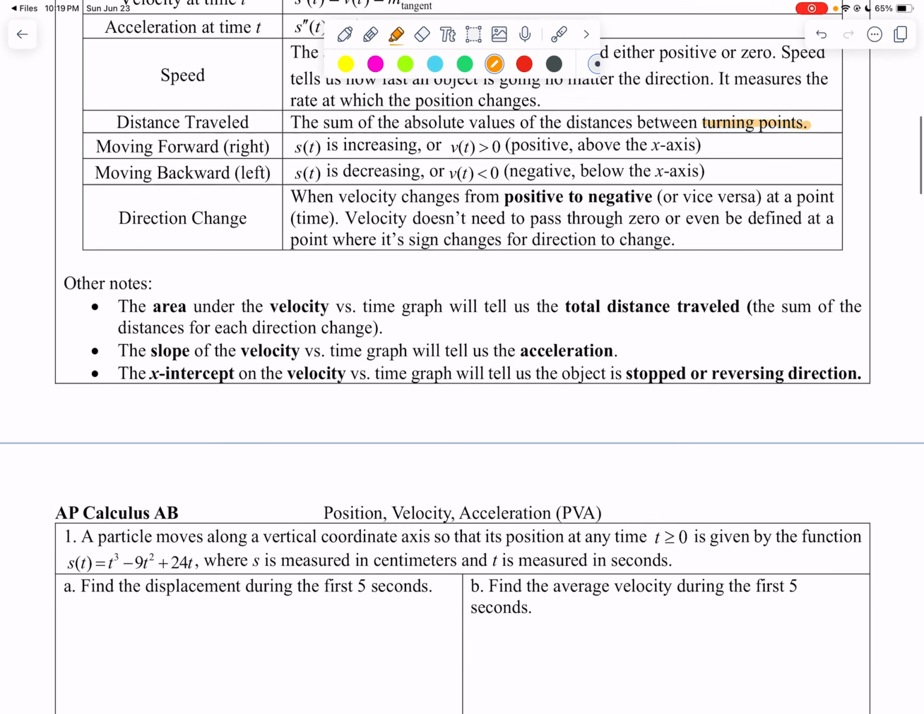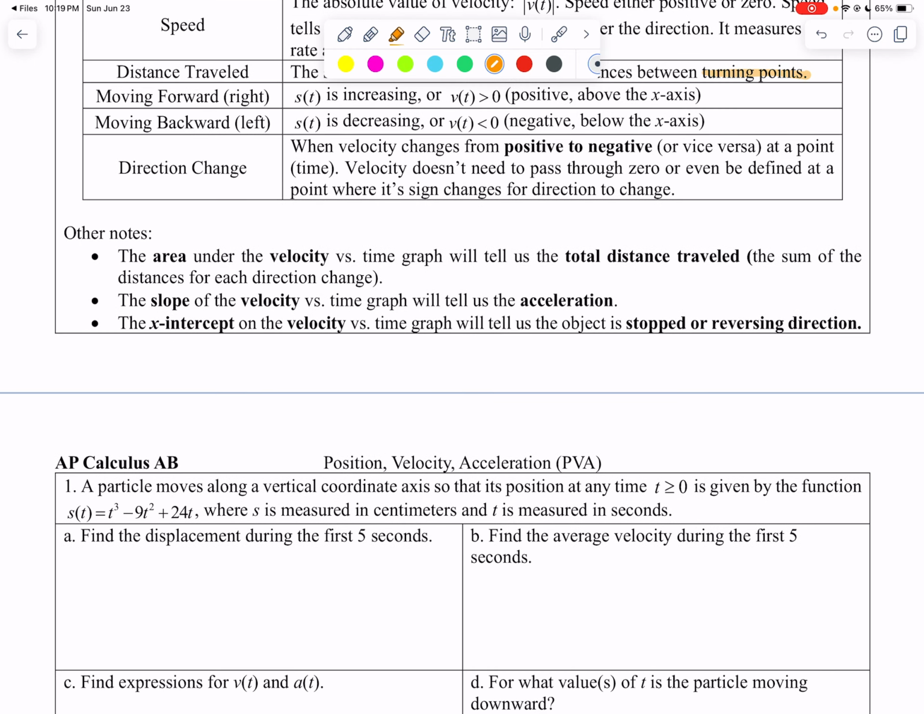A couple of other notes that we need to know: the area under the velocity versus time graph will tell us the total distance traveled. The slope of the velocity versus time graph will tell us the acceleration, of course. The x-intercept on the velocity versus time graph will tell us the object is stopped or reversing direction. So we're going to need those 3 notes and a couple of examples here.